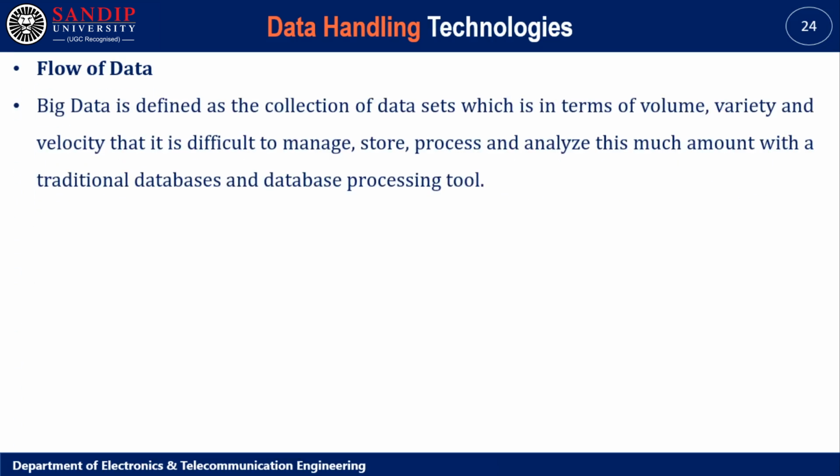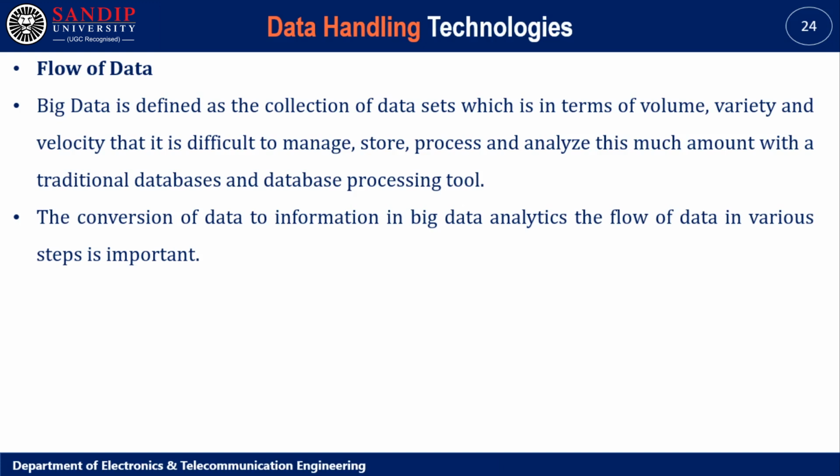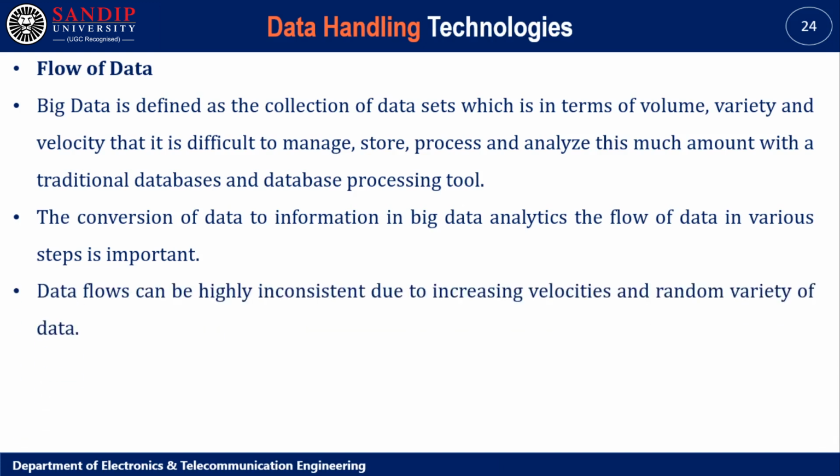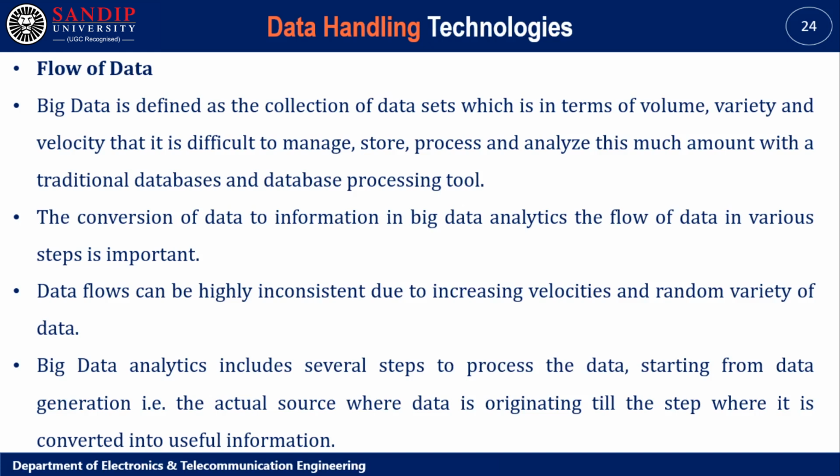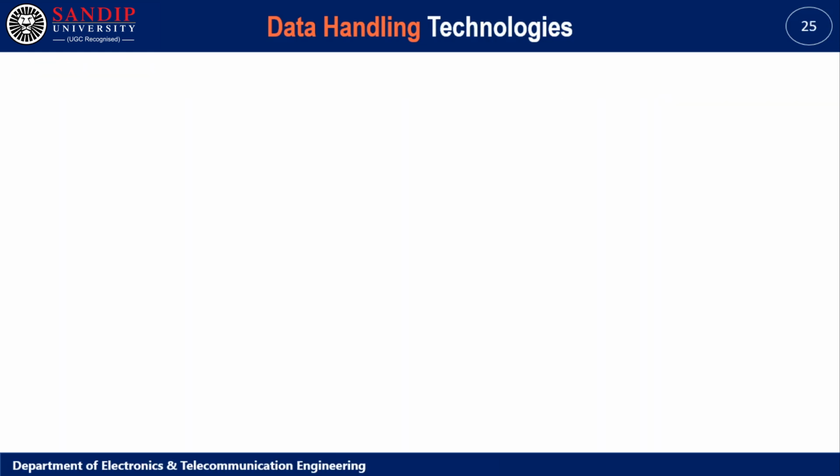Flow of data. Big data is defined as a collection of data sets which is so large in terms of volume, variety, and velocity that it is difficult to manage, store, process, and analyze it with traditional databases and database processing tools. For the conversion of data to information in big data analytics, the flow of data through various steps is important. Data flows can be highly inconsistent due to increasing velocities and random variety of data. Big data analytics includes several steps to process the data, starting from data generation, that is the actual source where data is originating, till the step where it is converted into useful information.